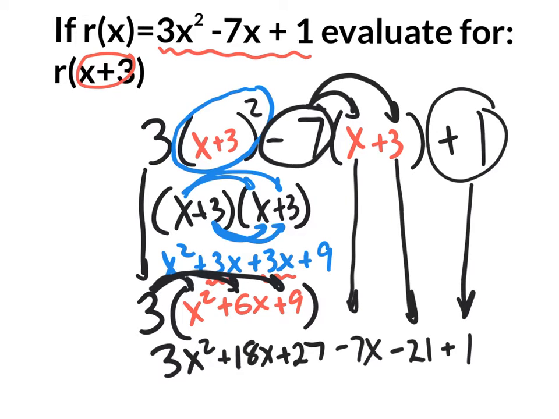So I've distributed. Now I need to, at the very end, add and subtract, which is combining like terms. So I want to start my answer with the highest exponent term, which is a 3x squared. So that's my answer.